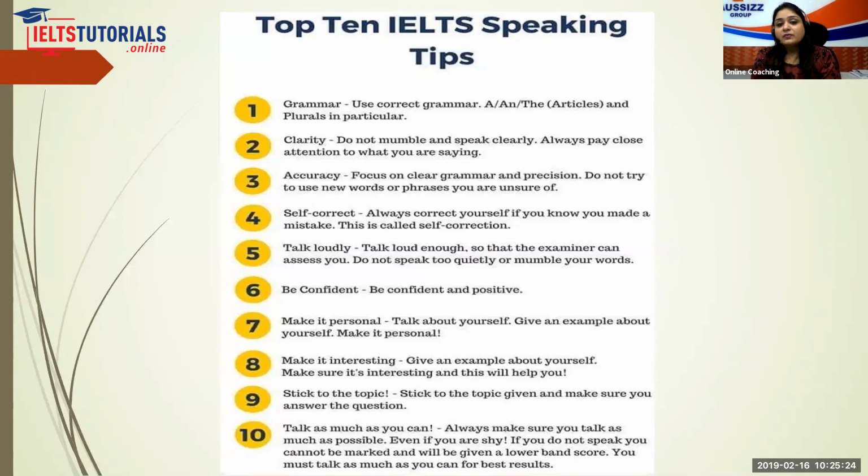Self-correct. Always correct yourself if you know you made a mistake. This is called self-correction. See, self-correction is okay, but if you're self-correcting in every sentence, this is not the way you get good bands. Because self-correction means the examiner understands that you're not giving yourself a proper judgment, and your speaking fluency is not okay. Then on what basis will he give you bands? So please, you can self-correct 2-3 times, but not more than that.